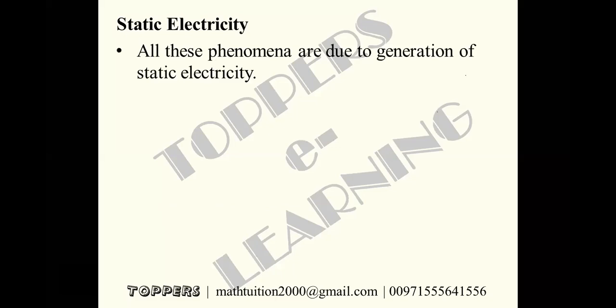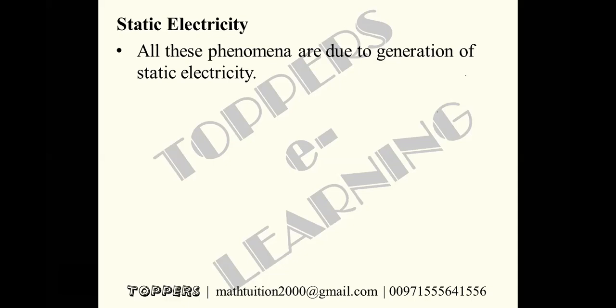Static electricity means it is taking place in insulators. The charges are not continuously flowing, but from the surface of one insulator, they are just transferring to another insulator. It is not a continuous flow. It is from one object, the charge is transferring to another object. Such cases we are calling static electricity. Static means stationary. Stationary electric charges moving from one object to another come under this category. So all these phenomena are due to generation of static electricity.